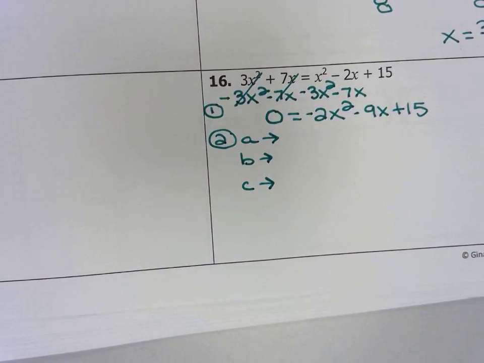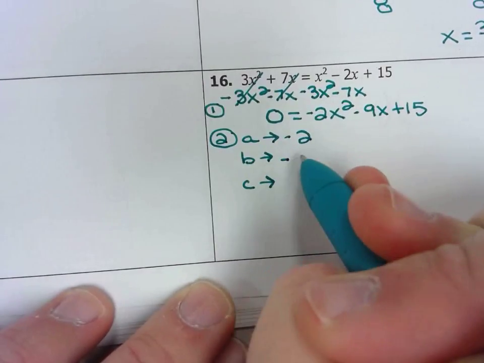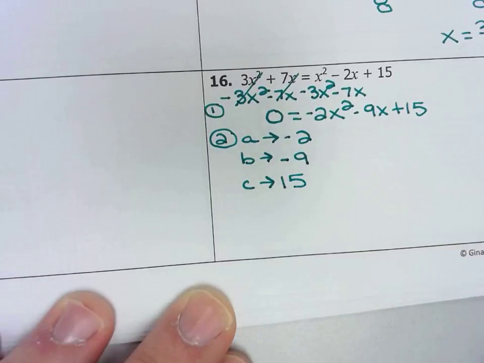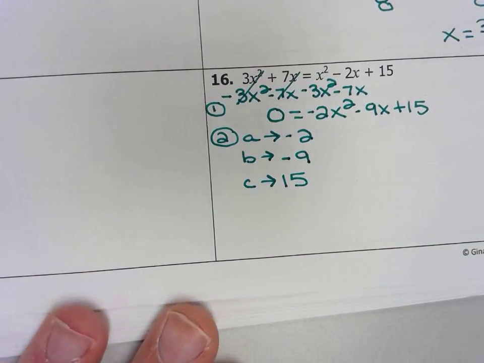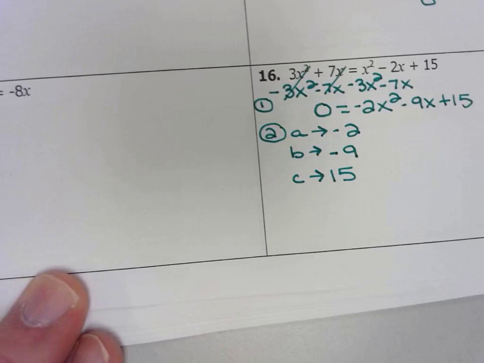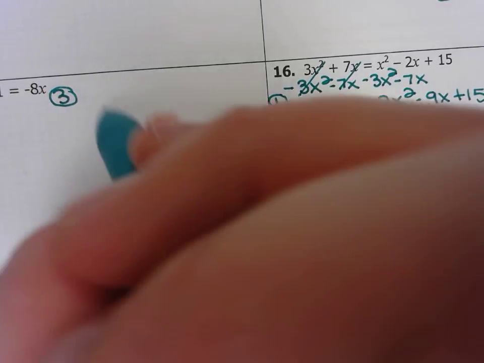A value is, B value, -9, C value, 15. Good. As I look at the third step is actually plugging it into the quadratic formula. I'm going to use the space in 15 just so I have plenty of space to work. So let's look. Quadratic formula.